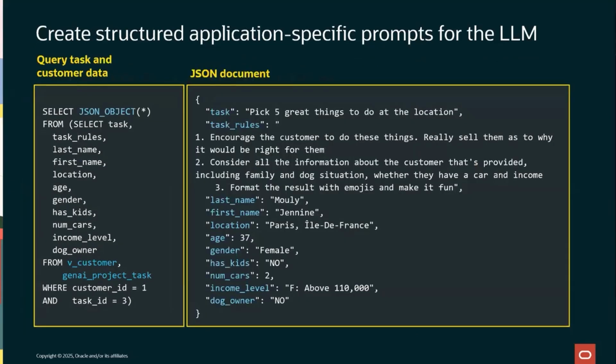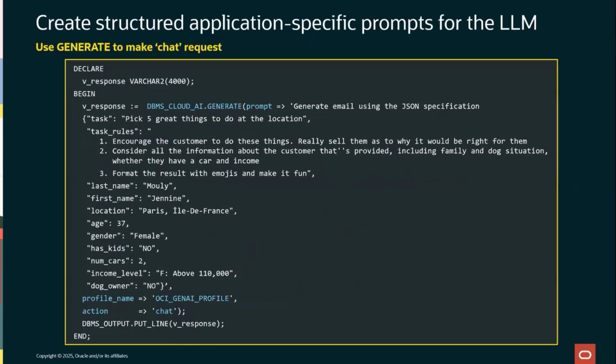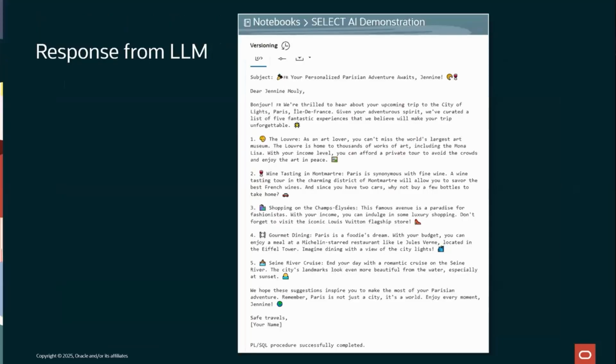Now, using the database feature JSON object function, we can convert this result into a JSON string. That's an easily digestible format for your LLM. And here we're going to use the generate function I mentioned earlier to make a chat request to the LLM using our profile with our custom prompt. And of course, here's the response from the LLM describing exactly what we requested, complete with emojis.